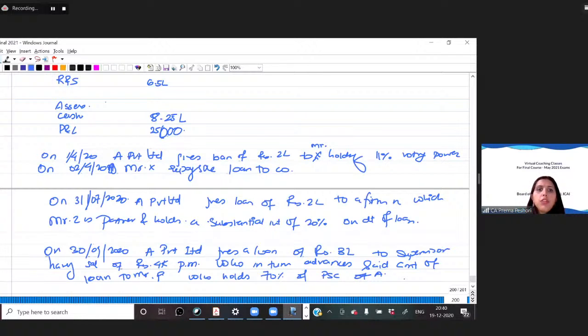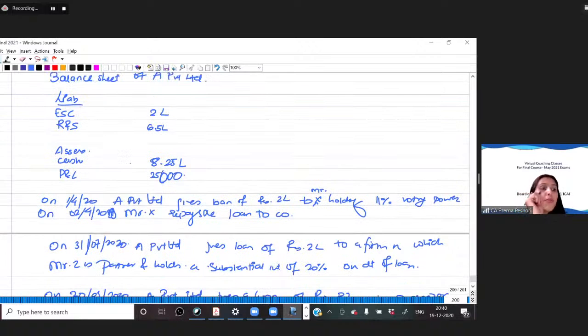Here, what are the accumulated profits? 6.5 lakh minus 25,000, right? So 6,25,000 is the accumulated profit. So the first 2 lakh will be taxable in the hands of Mr. X. Repayment of the amount doesn't matter because if you have given the loans, even if you have repaid, it will be considered as deemed dividend.